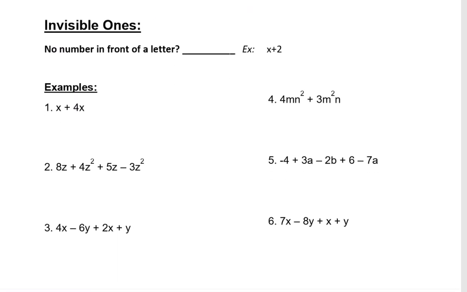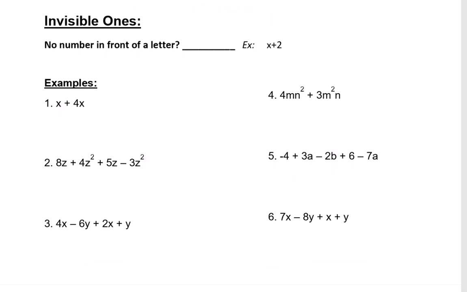One last thing to cover before we start combining like terms is what happens when there's no number in front of a letter, just like with this x. There's no number there. It does not have a coefficient. So when there is no coefficient, we put a 1. Okay, so if there's no number, no coefficient for a variable, we just put 1.